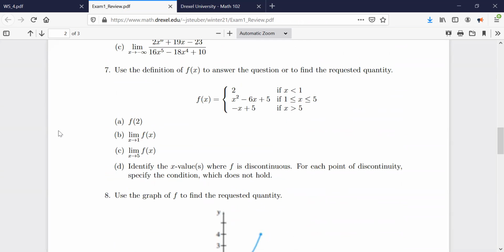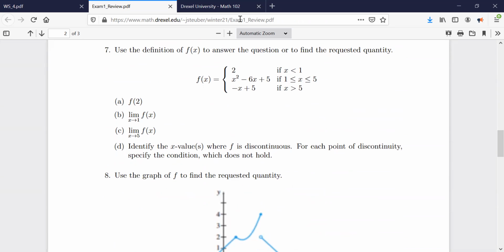Okay, cool. Use the definition of f of x to find the requested quantity. So what is f of 2 here? Well, I just look at how it's defined. It's defined here between 1 and 5 inclusive, and that's where 2 is. So when I want to find f of 2, I just plug in 2 to this. So this is going to be equal to 2 squared minus 6 times 2 plus 5, which is equal to negative 3. Cool.